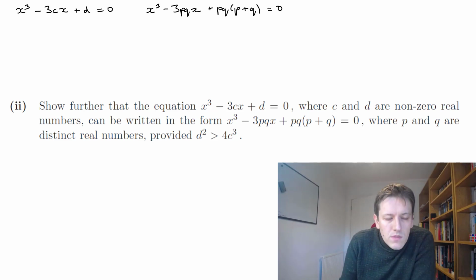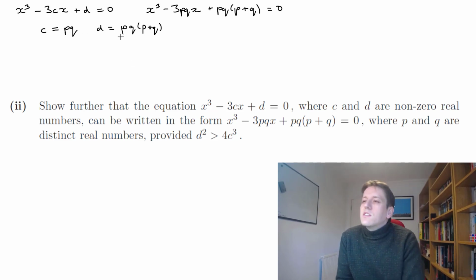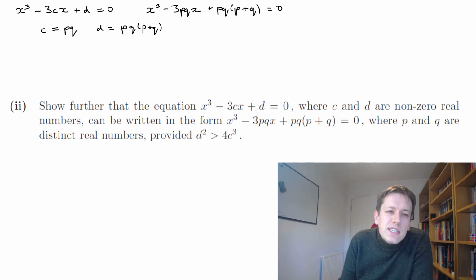Now the structure here is clear, and you can see fairly quickly, I think, that we just need to make c equals p times q and d equals pq times p plus q. So the question is really, can we find p and q given a value of c and d? So I'll try and just solve these simultaneous equations to find formulae for p and q in terms of c and d.